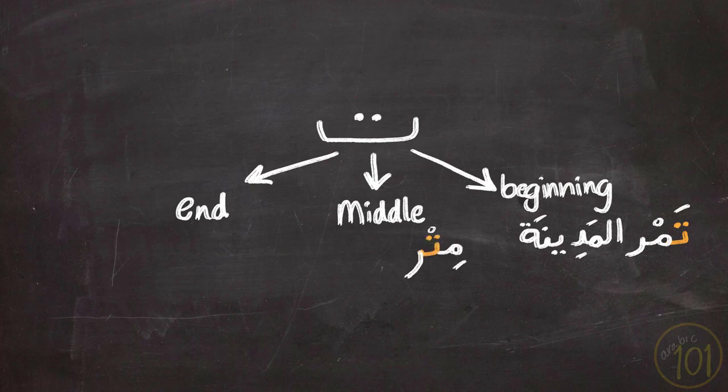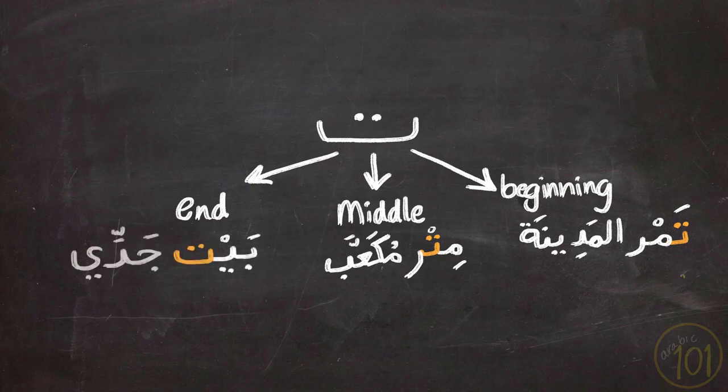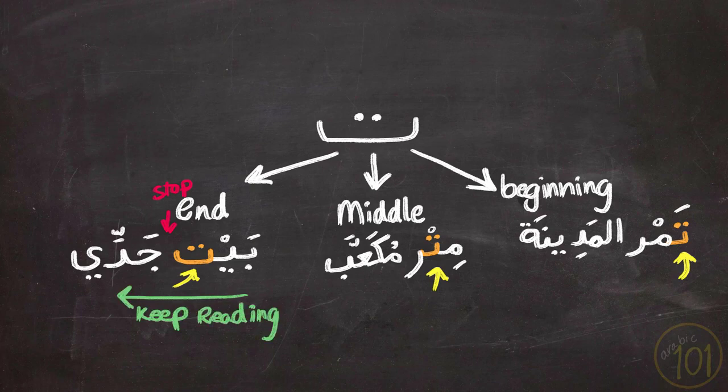متر, متر مكعب. بيت, بيت جدي. As you can see and hear, there are slight changes to the shape of the letter, but it remains a ta in all positions and still doesn't change even if it comes at the end of the word. And whether you stop at it or you just keep on reading, it remains a ta.